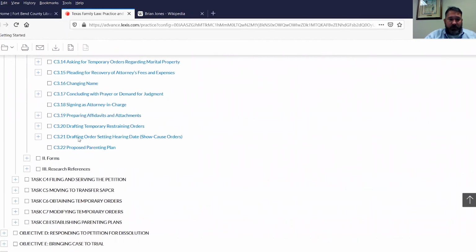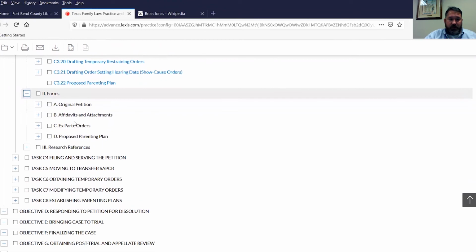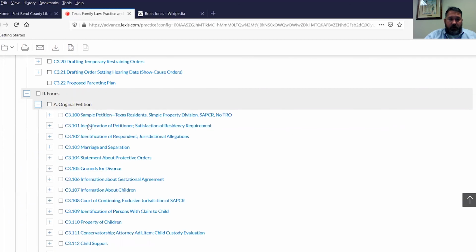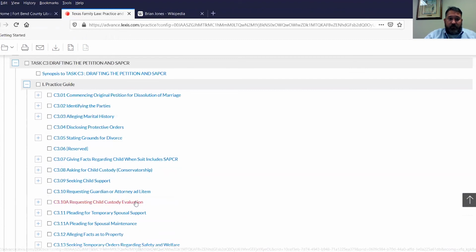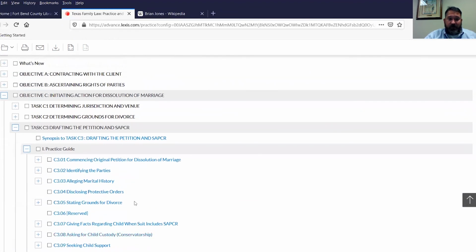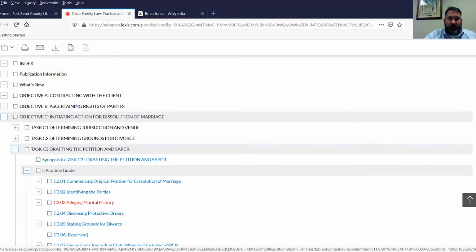And you can open those up. You can send them to yourself using the email functions and such. Then there are forms. They have petitions, and the petition is a document that starts the divorce lawsuit. There's a sample petition, and there are various categories of things that can be added to the petition. So, like I said, that's just one subchapter in this extensive practice guide.